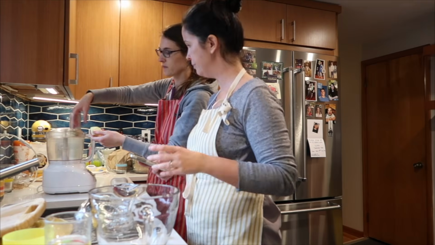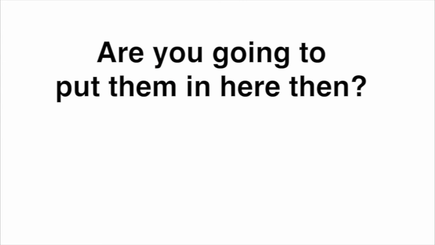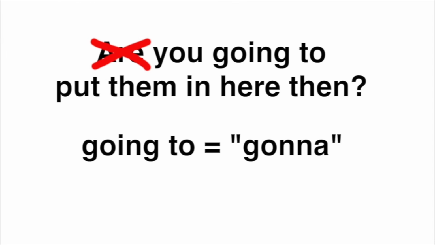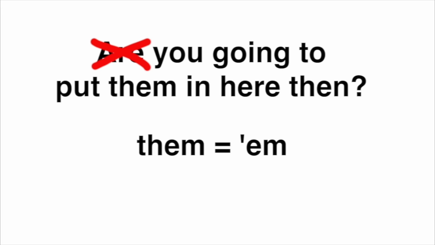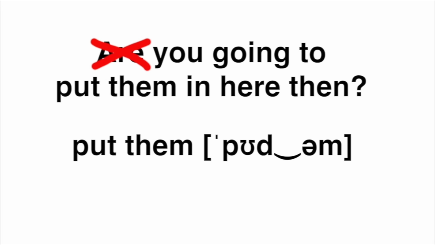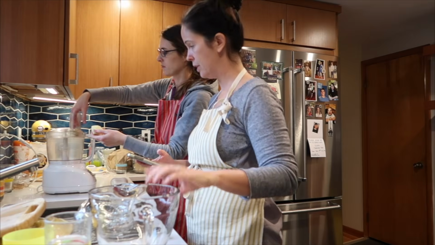Are you going to put them in here then? Yeah, okay. You going to put them in here then? Some more reductions. The word are at the beginning was dropped. We need that word to be grammatically correct, but it is sometimes dropped in spoken English. Going to became gonna, and the th was dropped in them. Put them becomes put 'em. No th and a flap t to connect the two words. Put 'em. Are you going to put them in here then?